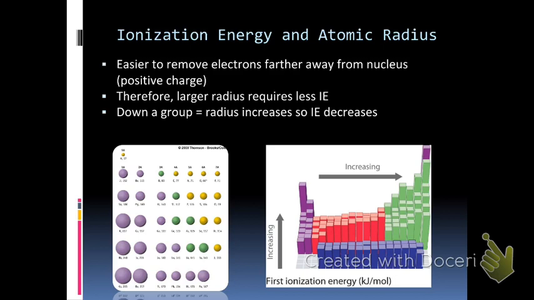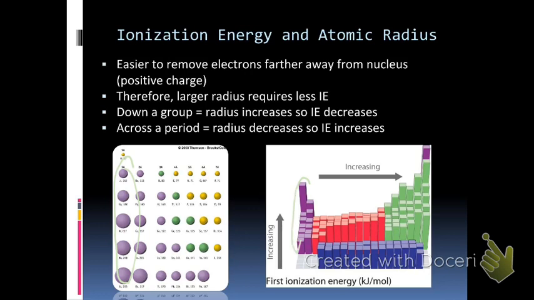So if you go down a group, the radius increases, right? And so therefore the ionization energy decreases. Across a period, the radius decreases, so the amount of energy it requires increases, so the ionization energy increases.